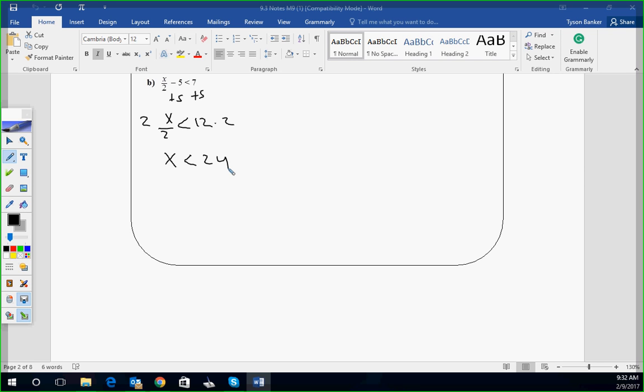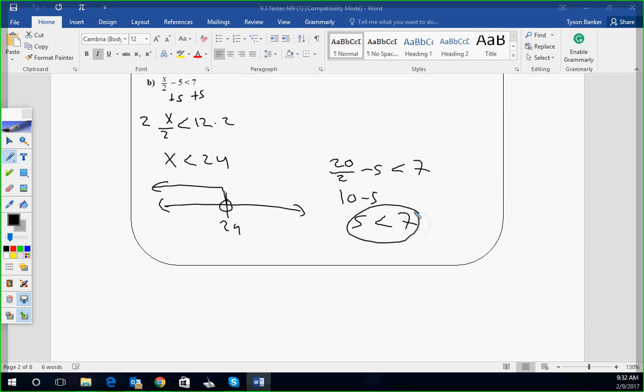So x less than 24, so we have 24. You just post that in the middle. Open dot to the left, less than. We're going to check that. Let's try 30. Or no, 30 is bigger. Let's try 20. 20 over 2 minus 5 less than 7. 20 divided by 2 is 10. 10 minus 5 is 5. 5 is less than 7, so that is confirmed.